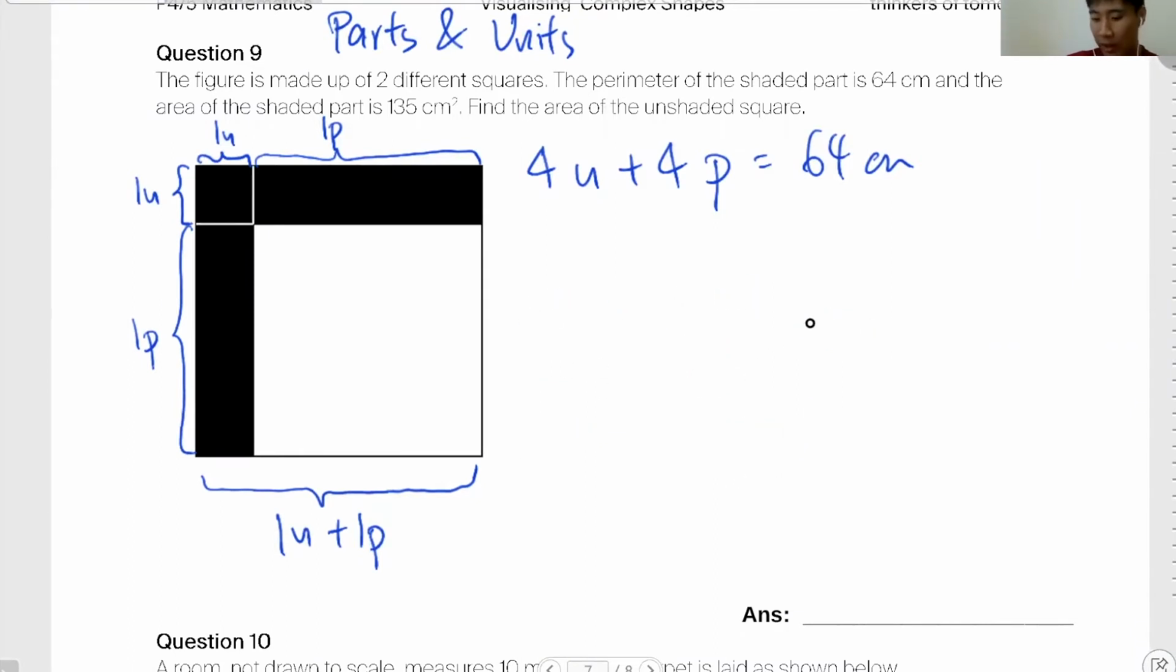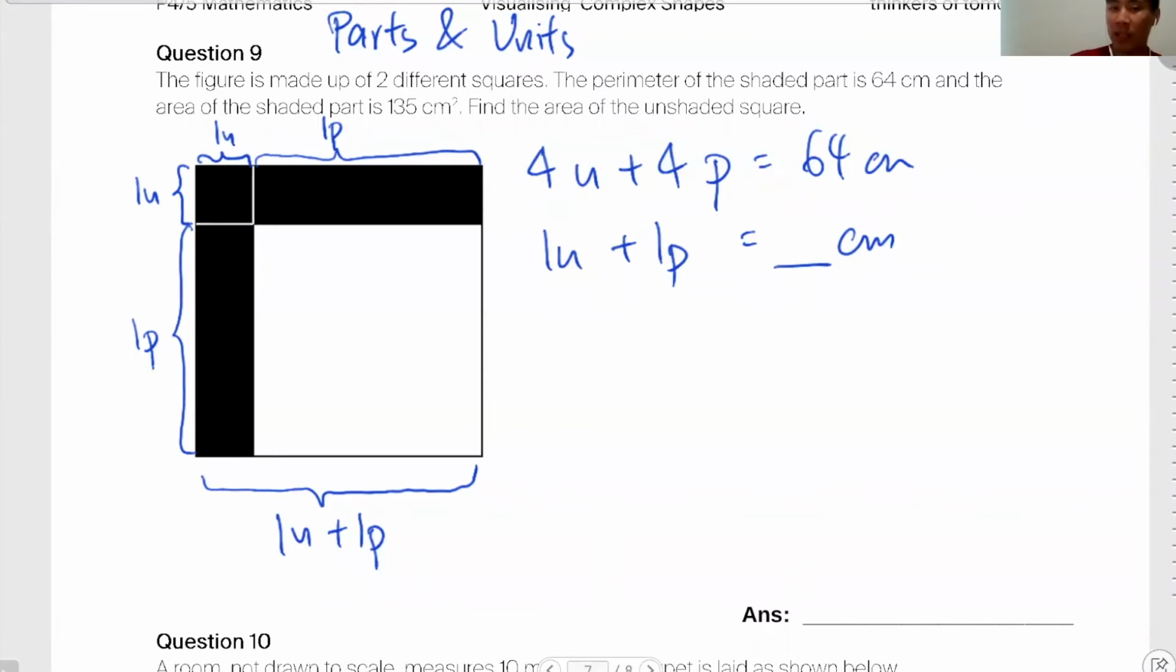Okay, and before you can find area of a square, you need the length, right? Because length times length will get you area. Okay, but if you look at this big square, you don't know what the length is. The only thing you know is that the length is 1u plus 1p. But since you already have 4u plus 4p, what do you think is 1u plus 1p? How many cm do you think is 1u plus 1p? Okay, that's the next step.